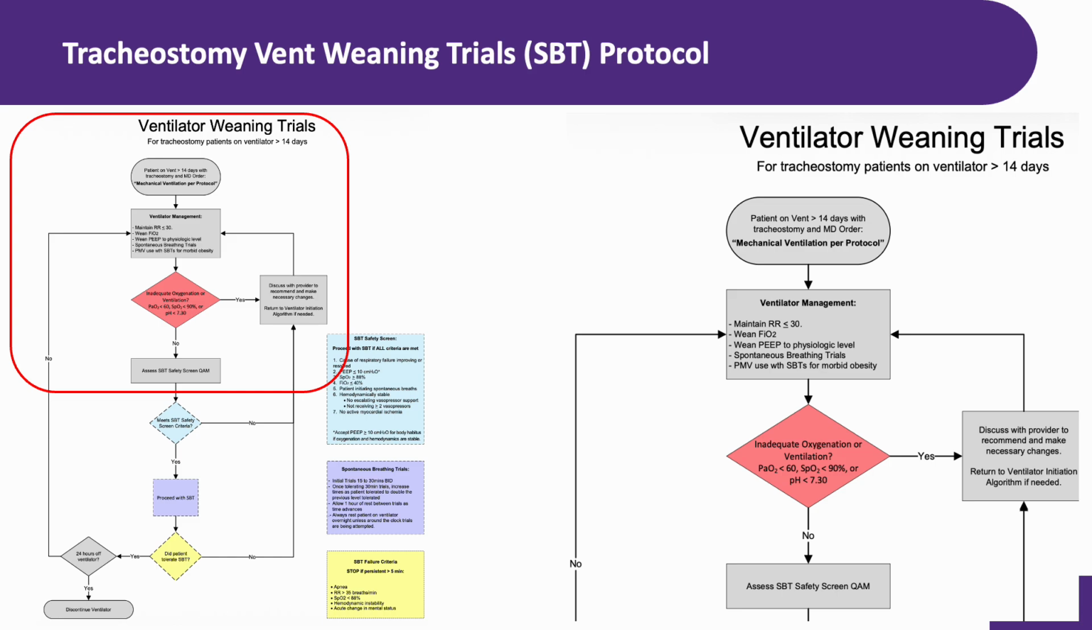Look at the bottom of the flow chart. At any time during the weaning process, is there a sign of inadequate oxygenation or ventilation? You need to communicate with the provider and make necessary changes. If the situation warrants, you may need to go all the way back to the ventilator initiation flow chart, and that's okay. Patient safety always comes first. Stepping back to stabilize the patient is not a failure, it's good clinical judgment. On the next slide, I'll walk you through a progressive trial schedule and how we build the patient's endurance over time.